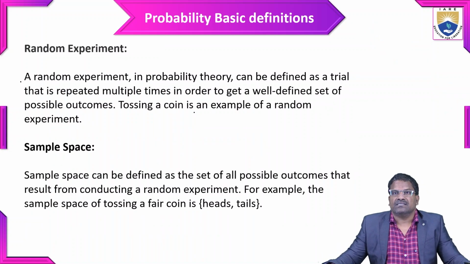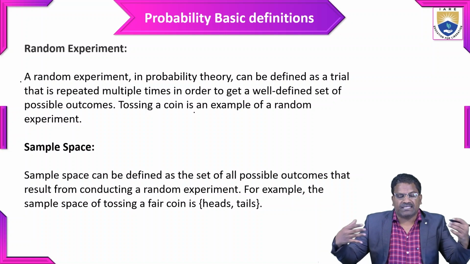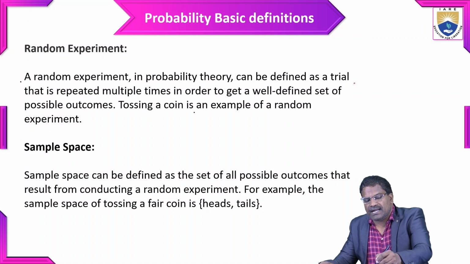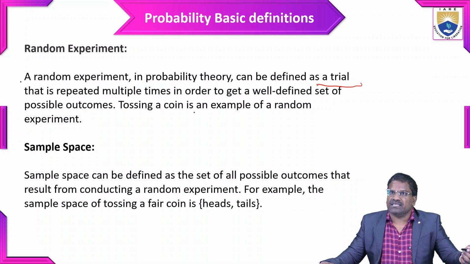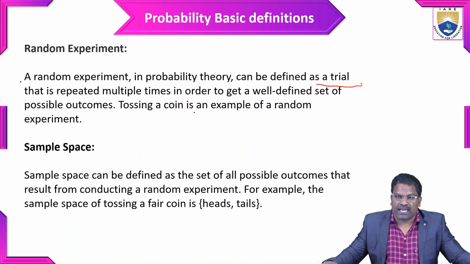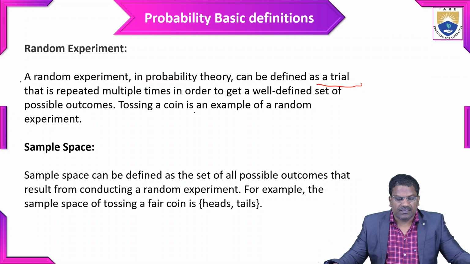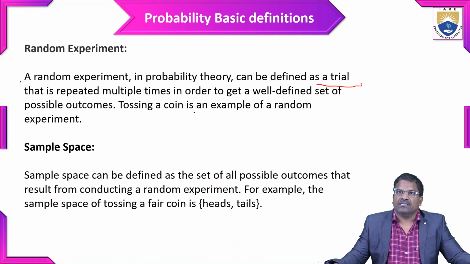Now let us see one more definition, random experiment. A random experiment in probability theory can be defined as a trial. This random experiment is nothing but a trial that is repeated multiple times in order to get a well-defined set of possible outcomes. Tossing a coin is an example of a random experiment.